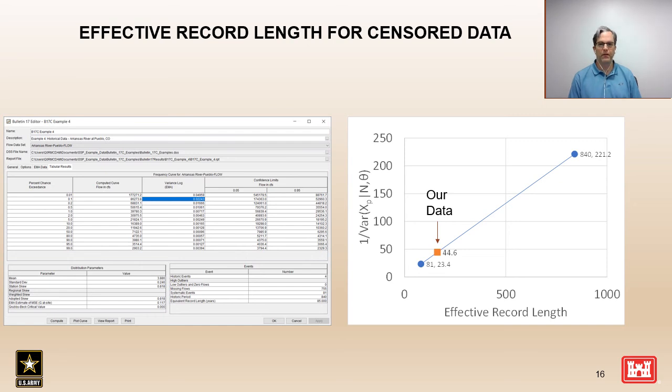We then do the same thing for another systematic data set that has 840 years of record, which is equal to our total historic period for our data set. Again, we run that through an analysis to get the quantile variance, and the inverse of the quantile variance is equal to 221.2 for this example. Knowing that the relationship between these 3 points should be linear, we can now do a simple linear interpolation calculation to get the effective record length for our data value, which has an inverse quantile variance of 44.6. And when we do that interpolation, we get an effective record length estimate of 162 years.